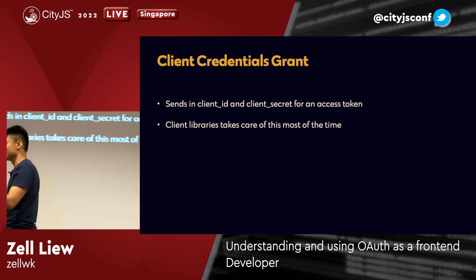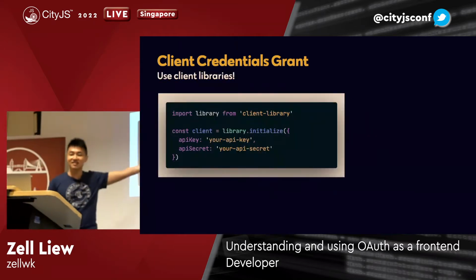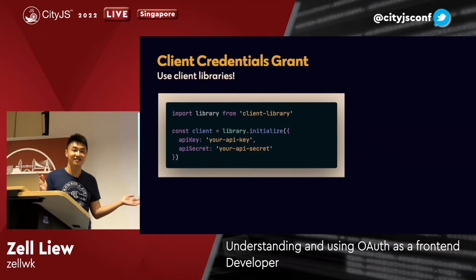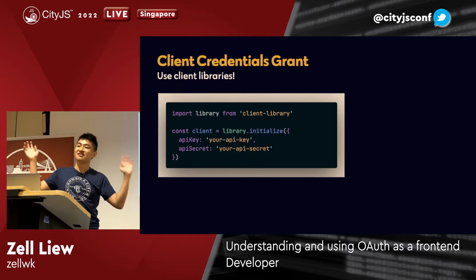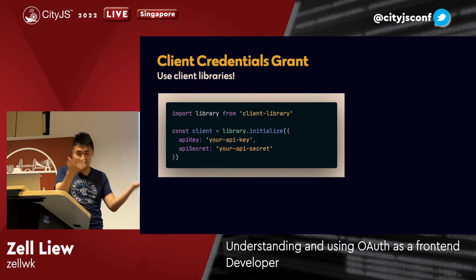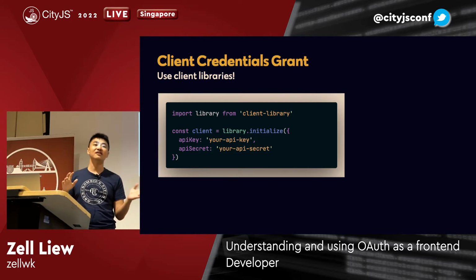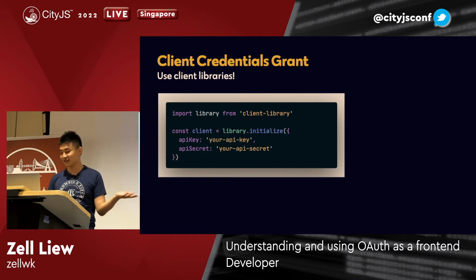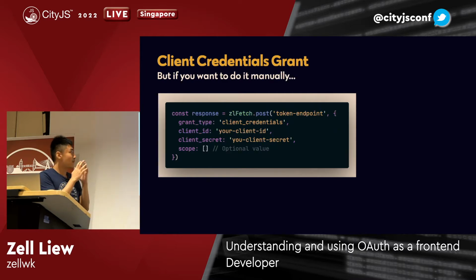So you don't have to worry about it. What you do is you initialize it with your API key and API secret, and then you call the methods, done. And that's what it does. But in the interest of figuring out what goes on under the hood, this is how it looks.